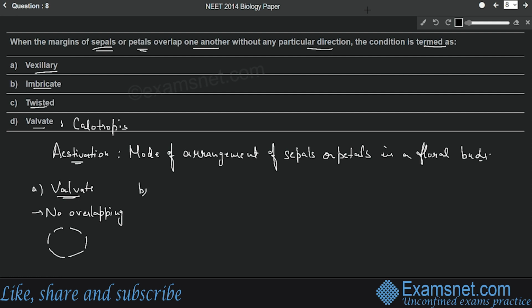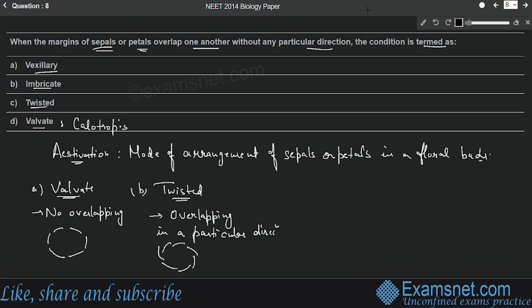Then the second type is twisted aestivation. In this type of aestivation, there is overlapping but in a particular direction. So overlapping is present in a particular direction. Suppose these are sepals or petals. As you can see, there is overlapping in a particular sequence, right? Like this. So the example for twisted aestivation will be your China rose or cotton.